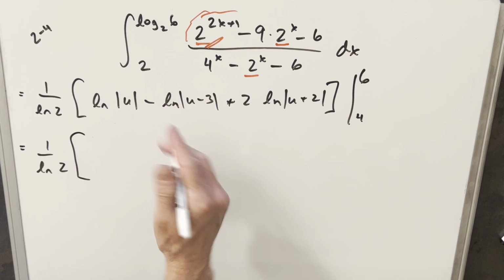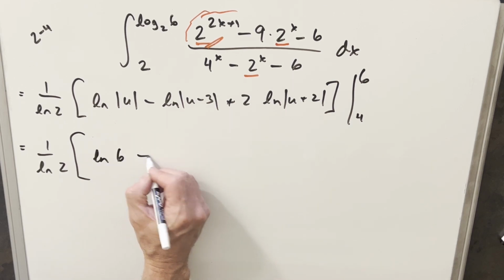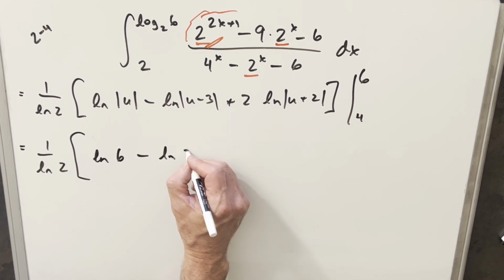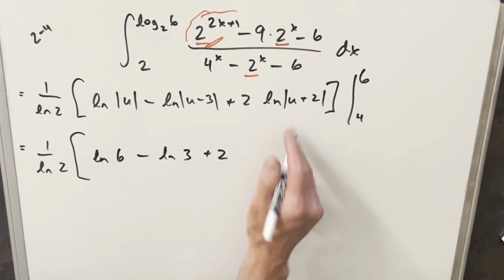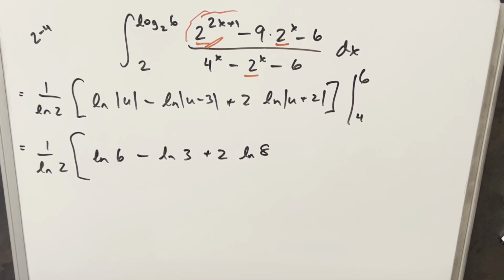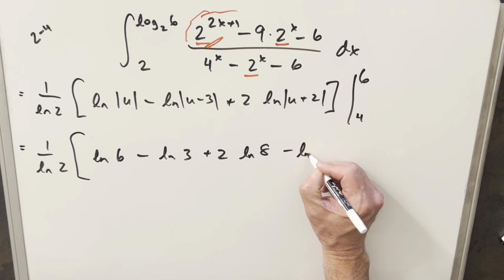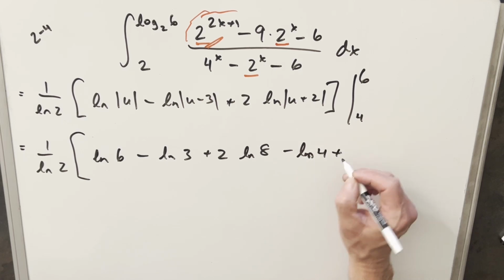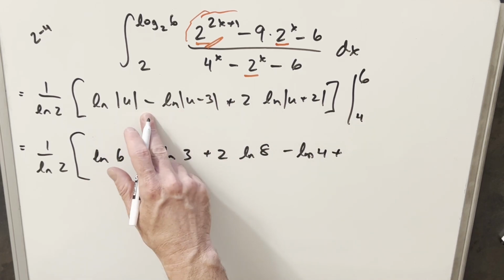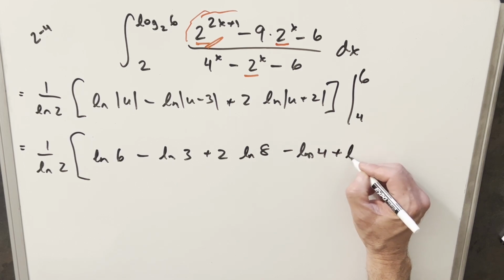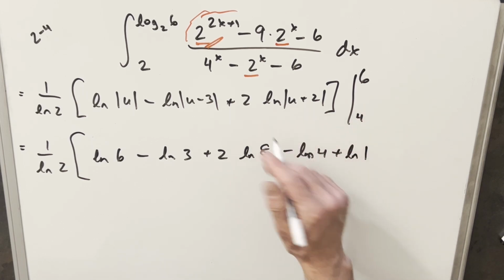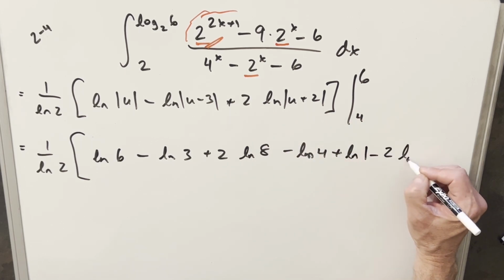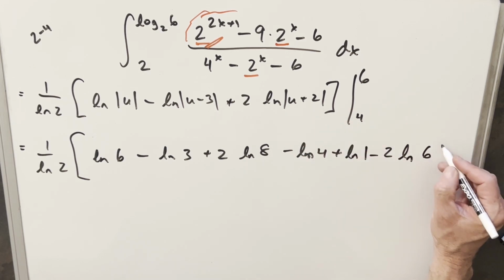So first plugging in 6, we're going to have natural log of 6 minus, here we're going to have natural log of 3 plus 2 times natural log of 8. Now plugging in our 4, we're going to have minus natural log of 4. Plus, I'm just changing the sign by distributing through with a minus sign, so this is going to become a plus natural log of 1. And then here we're going to have minus 2 natural log of 4 plus 2, which is 6.